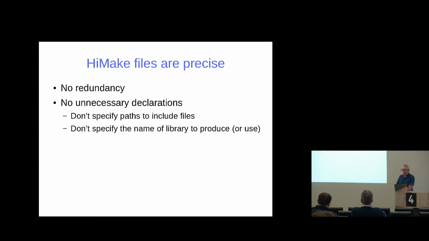So one goal of HiMake is that the HiMake files are very precise. There is absolutely no redundancy in them. And we think there are no unnecessary declarations either. We don't specify paths to include files, and we don't specify the name of the library to produce or the libraries we use. So quite easy.